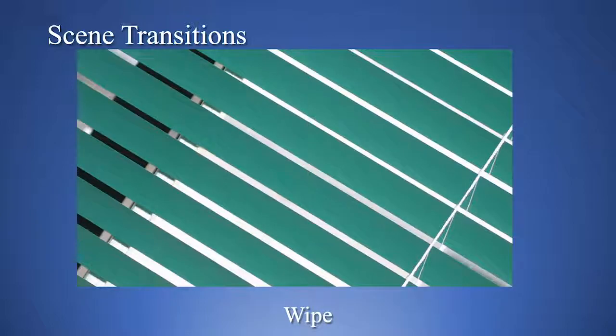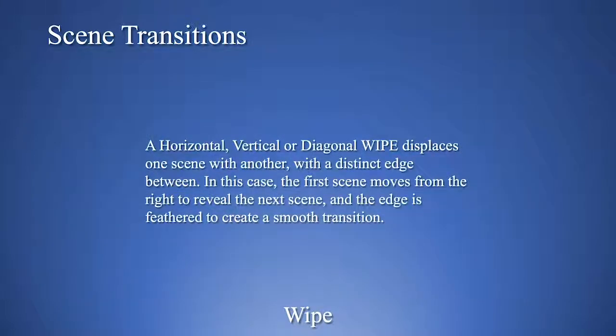A wipe. A horizontal, vertical, or diagonal wipe displaces one scene with another with a distinct edge between. In this case, the first scene moves from the right to reveal the next scene, and the edge is feathered to create a smooth transition.